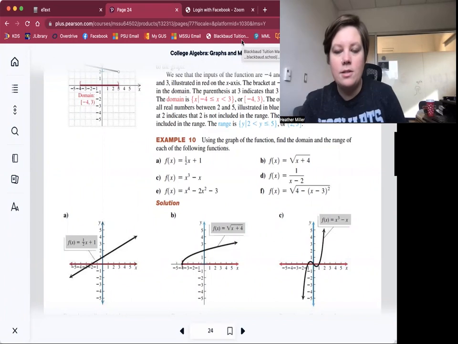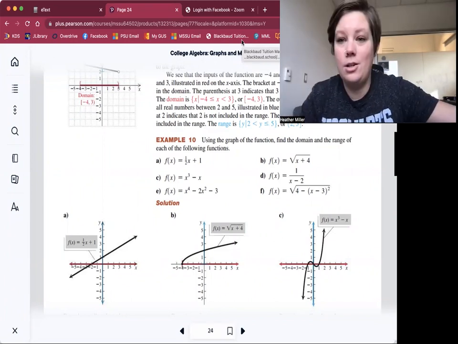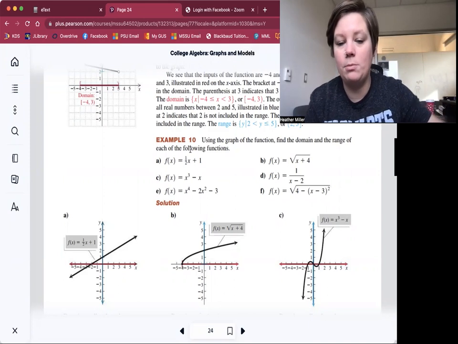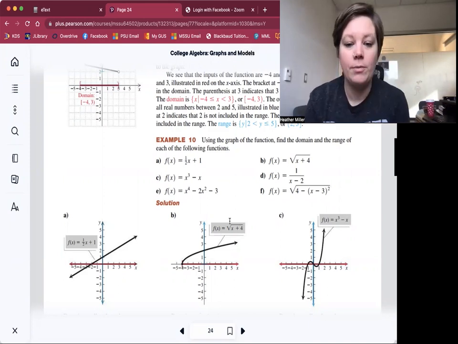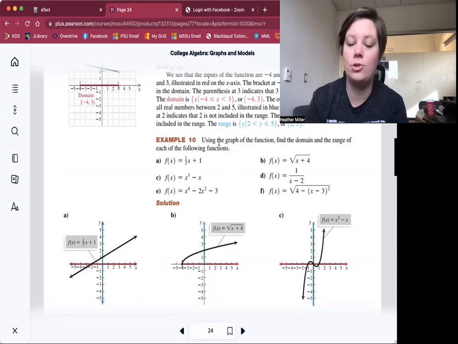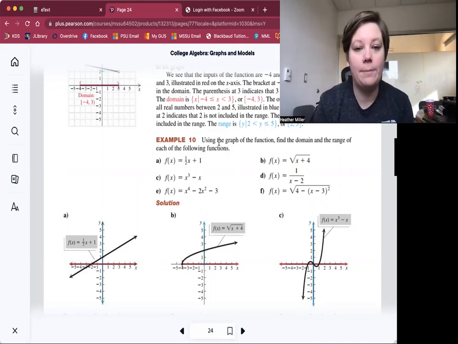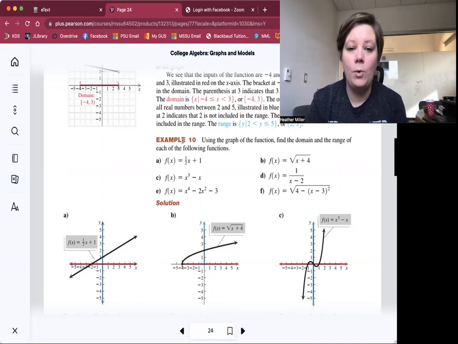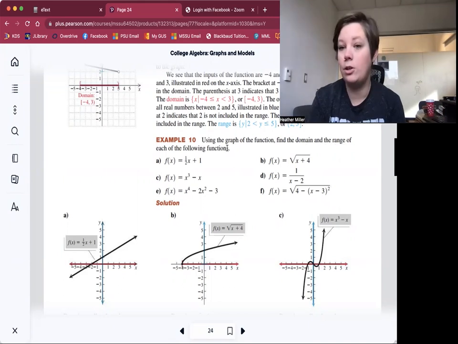Hey, so the last examples that I wanted to work with you that are worked in the notes are actually this example number 10, which is from your textbook. This can be found on page 24 and then continuing on into page 25 of your textbook, which you can access via the Pearson MyMathLab site. And so with example number 10, it says, using the graph of the function, find the domain and the range of each of the following functions.